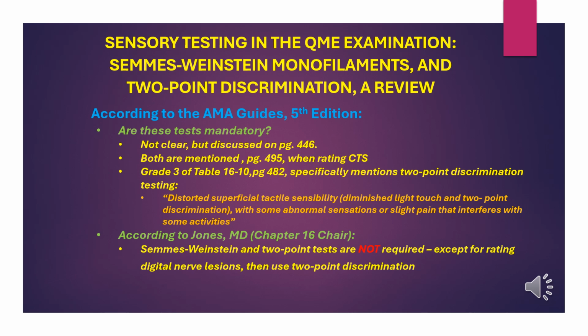And as I mentioned on slide 4 above, there is only one reference in the guides specifically for the 2-point discrimination testing, and that is the grade 3 on Table 16-10 on page 482, which is used to determine sensory deficits, specifically mentioning the use of 2-point discrimination testing, but not the Semmes-Weinstein monofilament testing. So you can see there are some major differences in a lot of areas that are open to interpretation by the examiner.